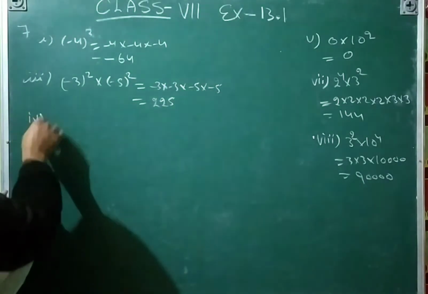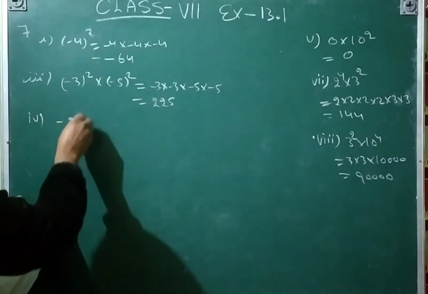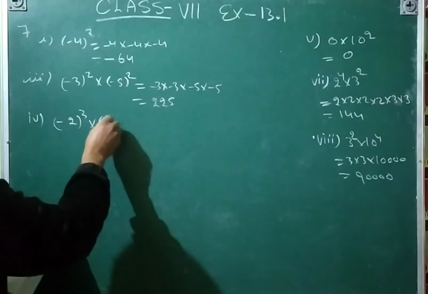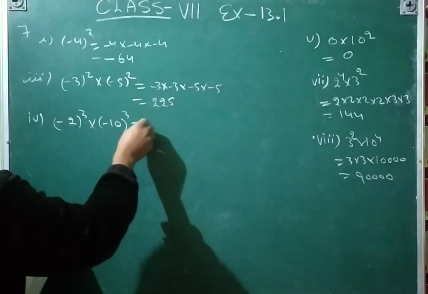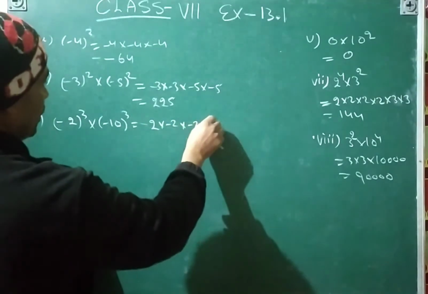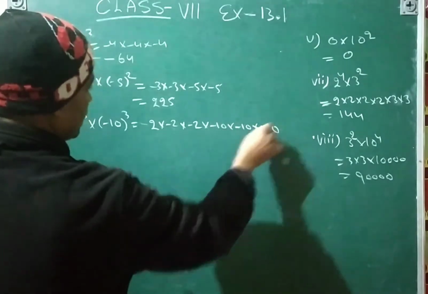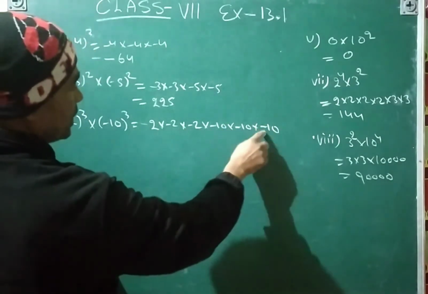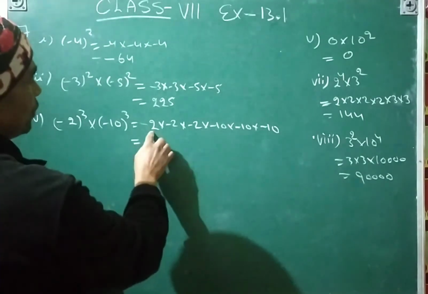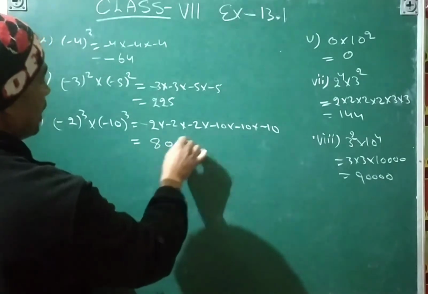And then the fourth part of this one, -2 power 3 and then multiply -10 power 3. So that is -2 multiply -2 multiply -2 multiply -10 multiply -10 multiply -10. So count that 1 2 3 4 5 6 times minus is coming. So that is even. So that will become plus 2, 4, 8, and then 1 2 3 zeros will be written similarly.